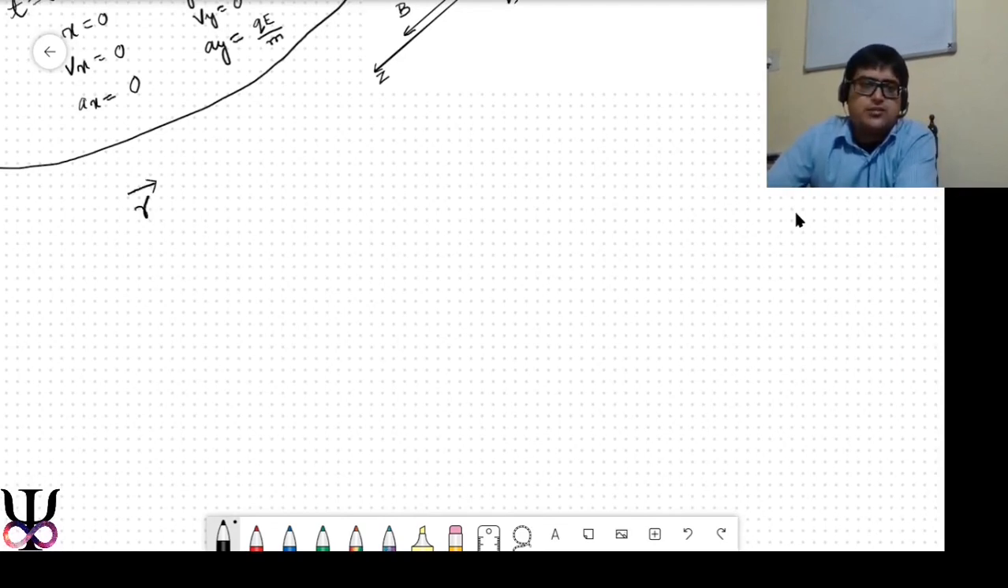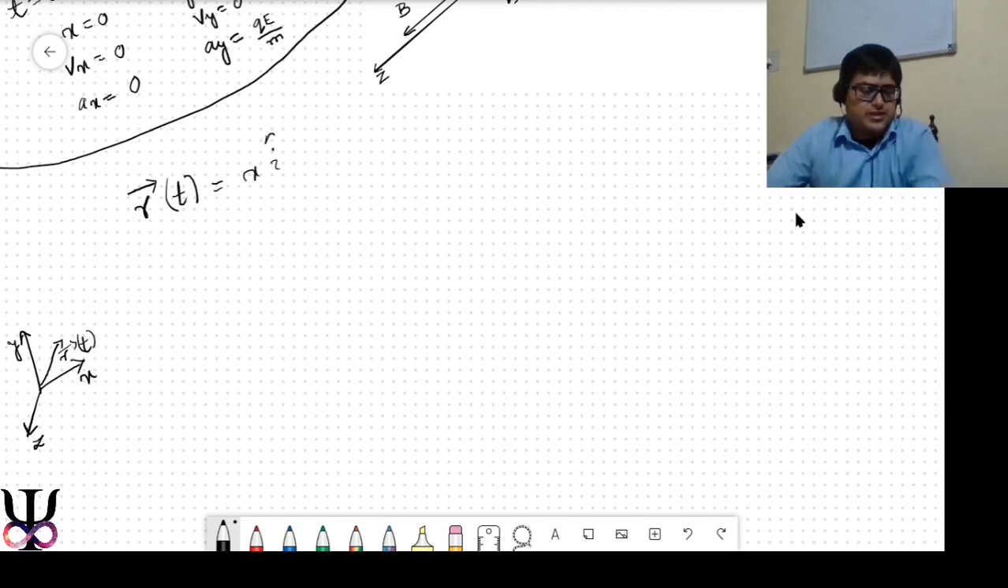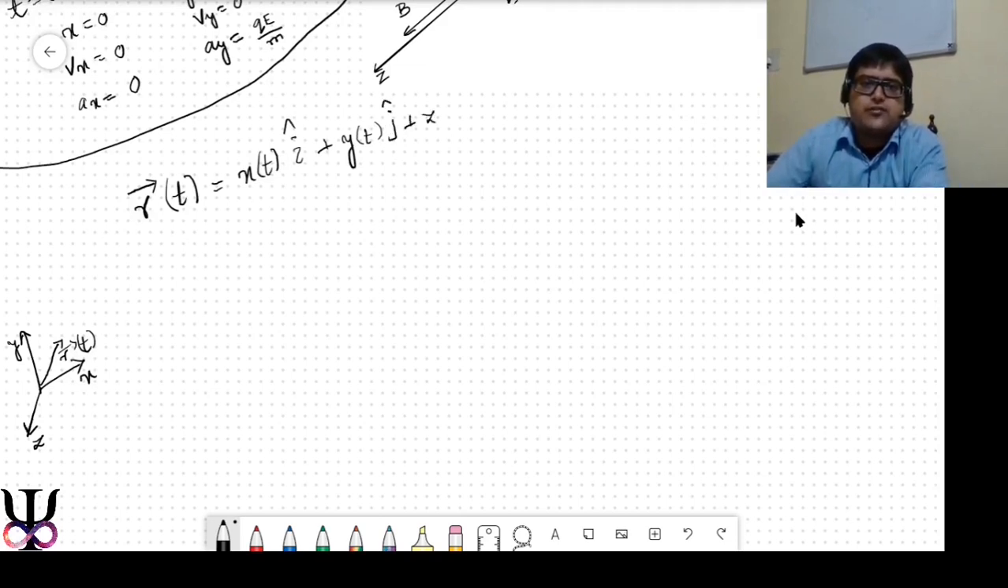it's a vector r, which is a function of time, and any vector in space. Let's suppose this is the x-axis, this is the y-axis, and this is the z-axis. Any vector r, even if it changes with time, can be given by x of t i cap plus y of t j cap plus z of t k cap. That's the position vector given as a function of time.